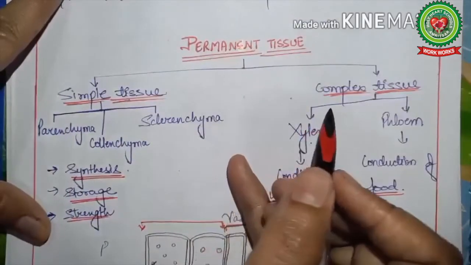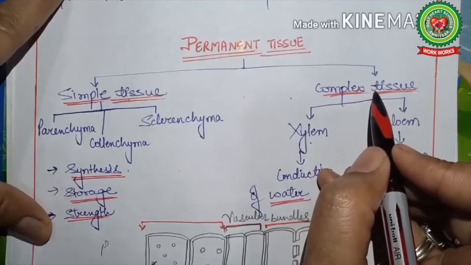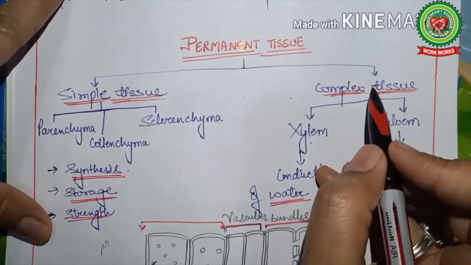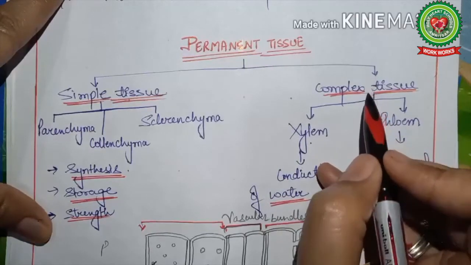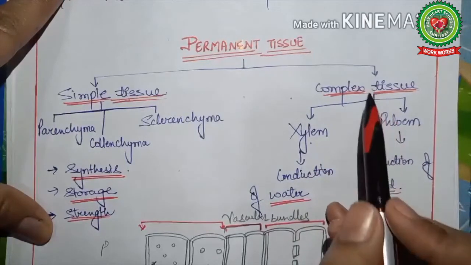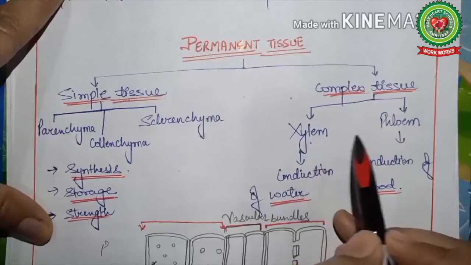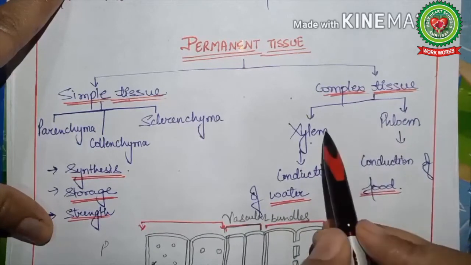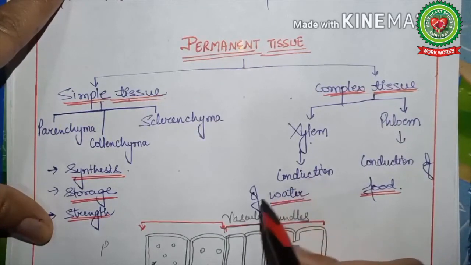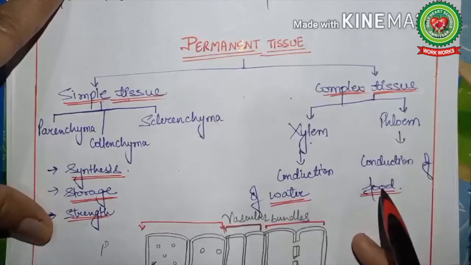Complex permanent tissue is mainly made up of more than one type of cells that work together as a single unit to perform a specific function. It is present in vascular conducting tissue and it consists of xylem and phloem. Xylem mainly helps in conduction of water, whereas phloem helps in translocation of food.